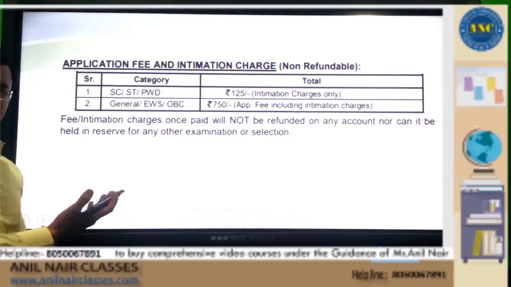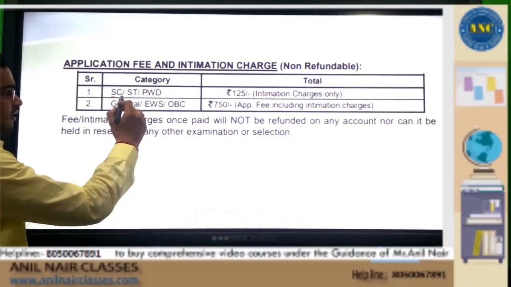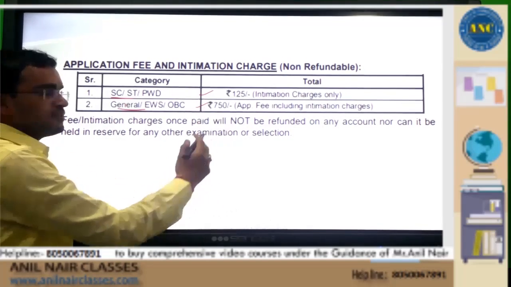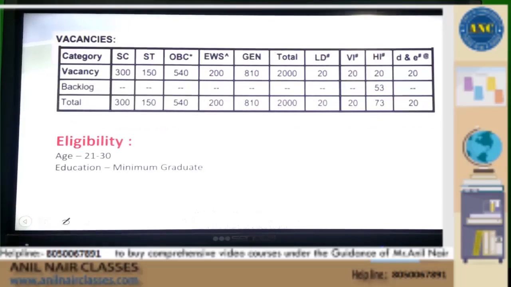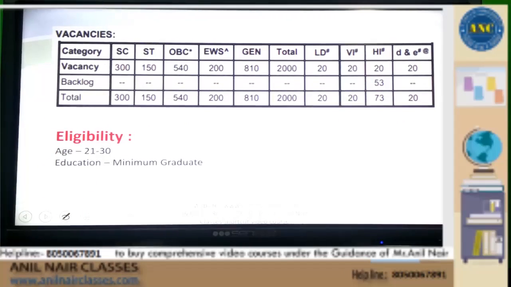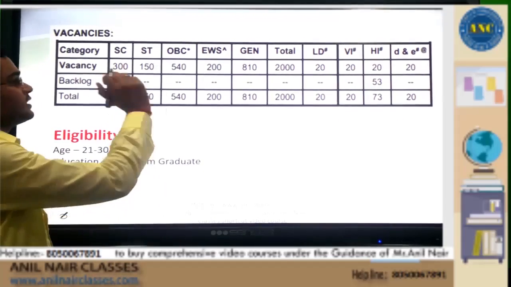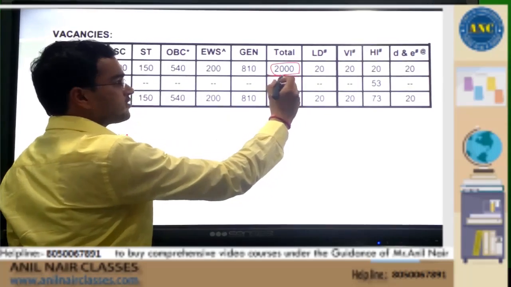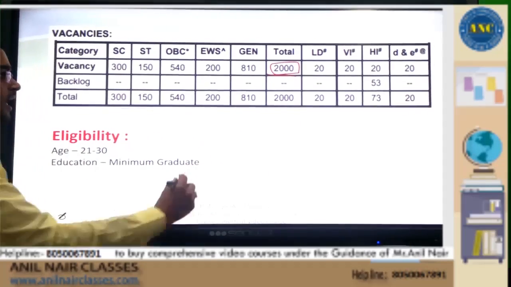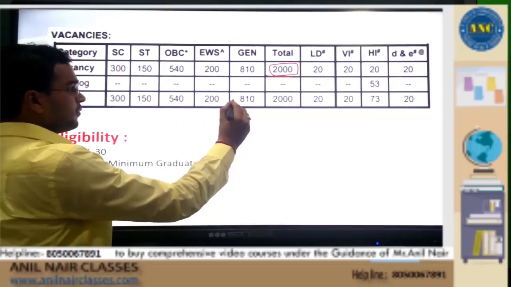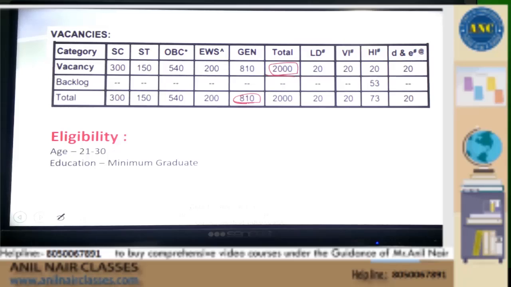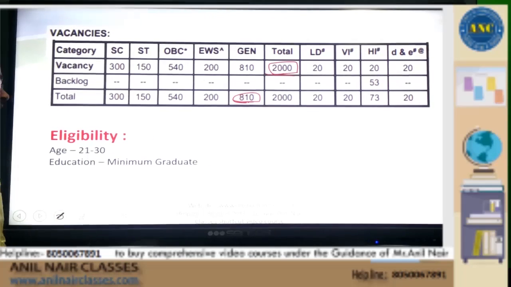Now let us look at the fee structure. If you are from SC/ST, the fee is 125, and if you are from the general category, the fee is 750. And the most important part of this notification is the number of vacancies. The number of vacancies which SBI has released is 2,000. And if you see the number of vacancies for general categories, 8. This is something which a majority of the students have to keep in mind.